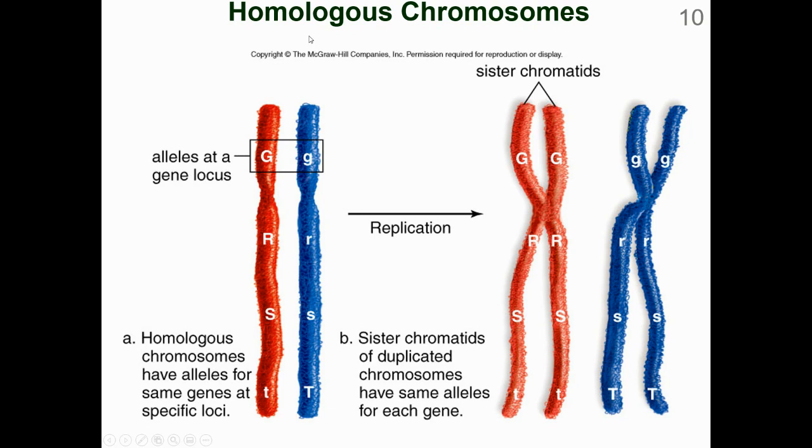So if we look at our homologous chromosomes, here's one from mom, one from dad. And these are the different alleles designated by a capital letter or a small letter. We use the same letter for the same trait. The capital is the dominant. The lowercase is the recessive.